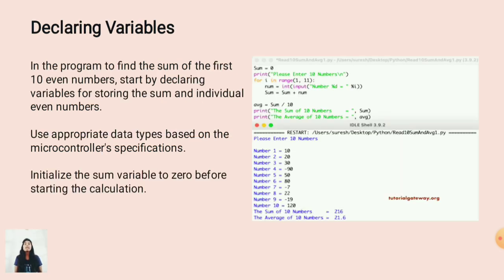Declaring variables in the program to find the sum of the first ten even numbers. Start by declaring variables for storing the sum and individual even numbers. Use appropriate data types based on the microcontroller specification. Initialize the sum variable to 0 before starting the calculation.